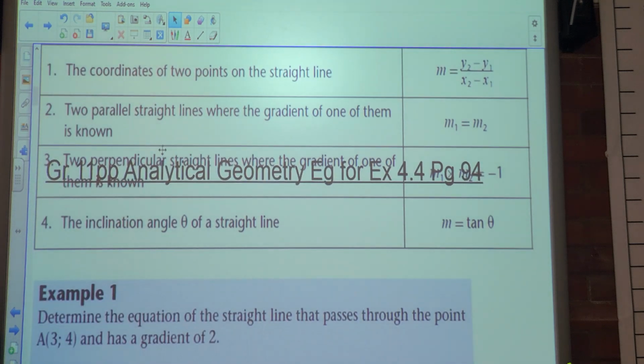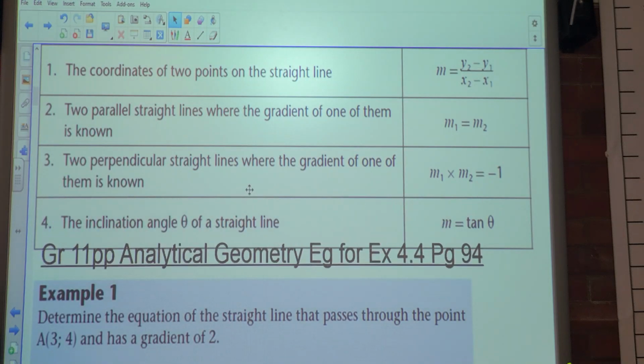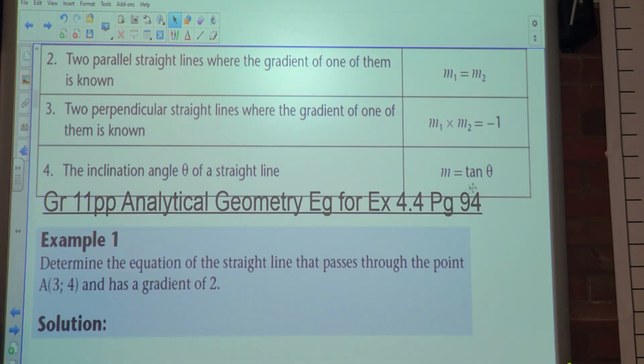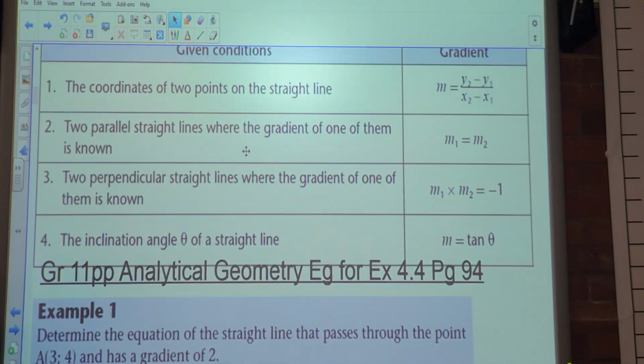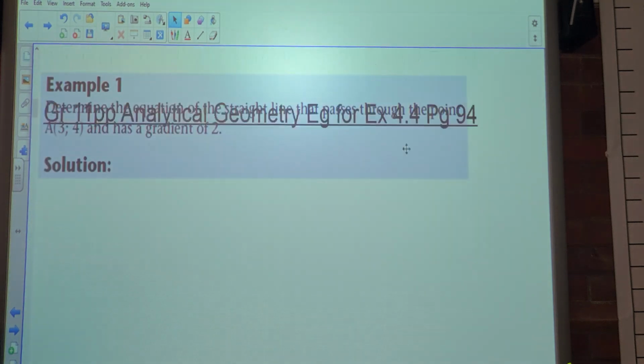We know that lines that are parallel have equal gradients. We also know that if lines are perpendicular, then the product of the two gradients is negative one. And to calculate the angle of inclination, it is tan of theta. What's the one thing they left out here? Collinear. If points are collinear, the gradients are equal. That's also pertaining to gradients.